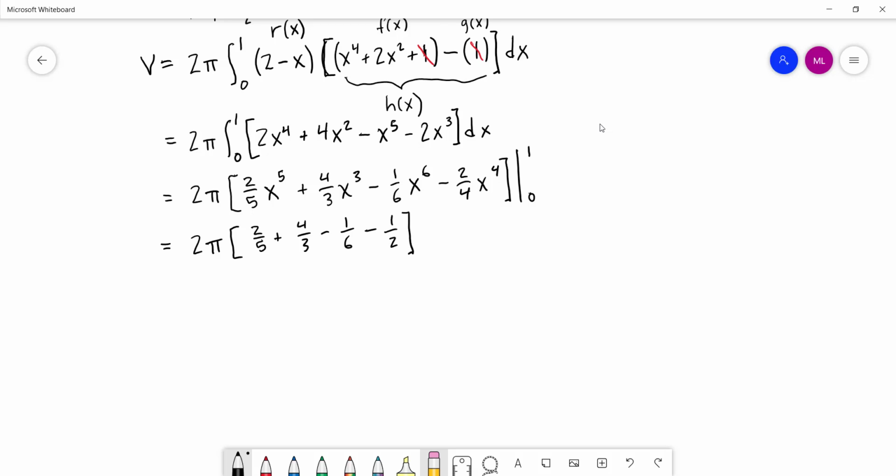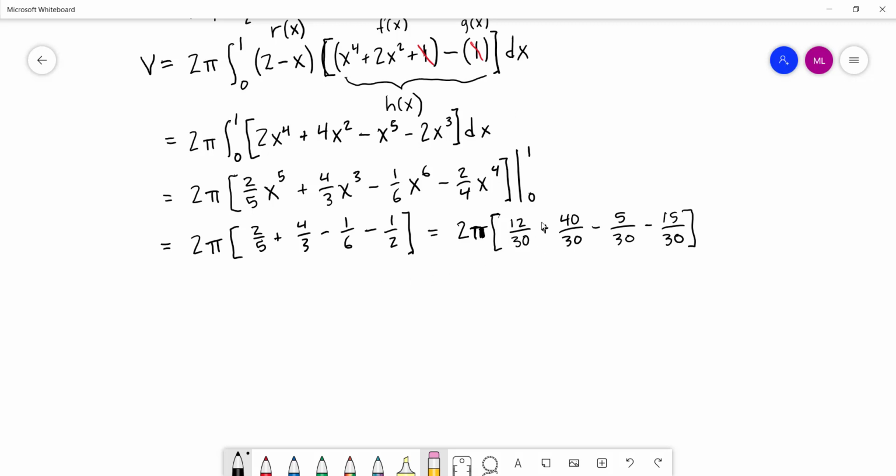So that's what it looks like. I've got to find my lowest common denominator. You can do this on a calculator if you want. It looks like it's going to be 30. So let me just do that real quickly here. Might as well complete one of these, practice our mental arithmetic. 2 pi, doing a base of 30, 2/5 is going to be 12 out of 30, plus 4/3 is going to be 40 over 30, minus a 1/6 is going to be minus 5 over 30, and then minus a 1/2 will be minus 15 over 30.